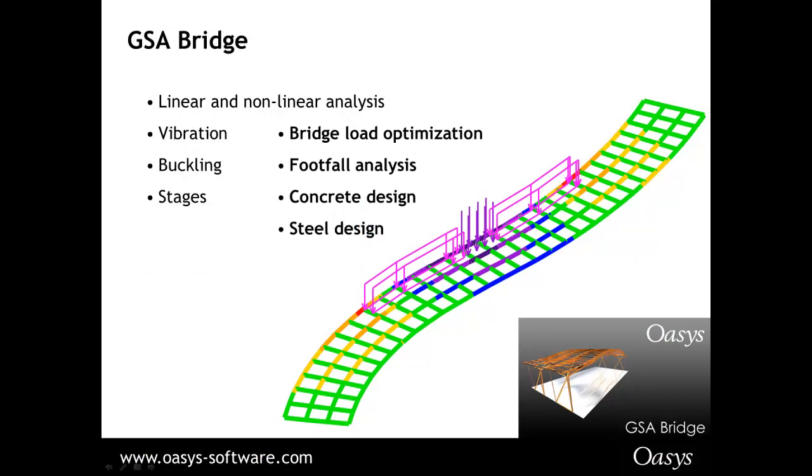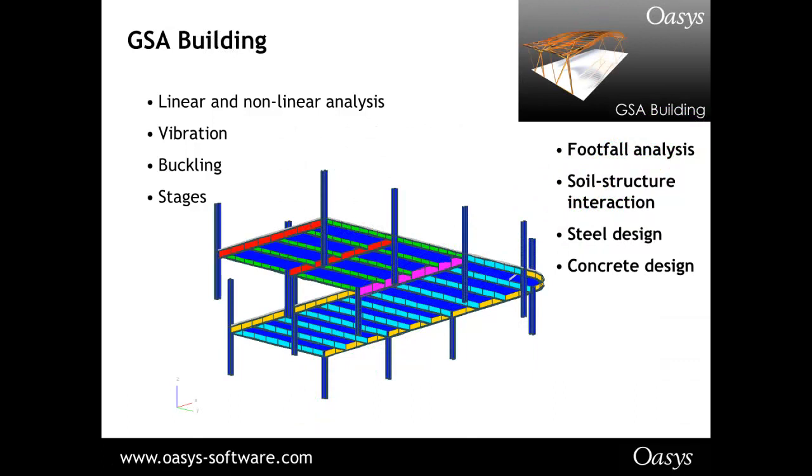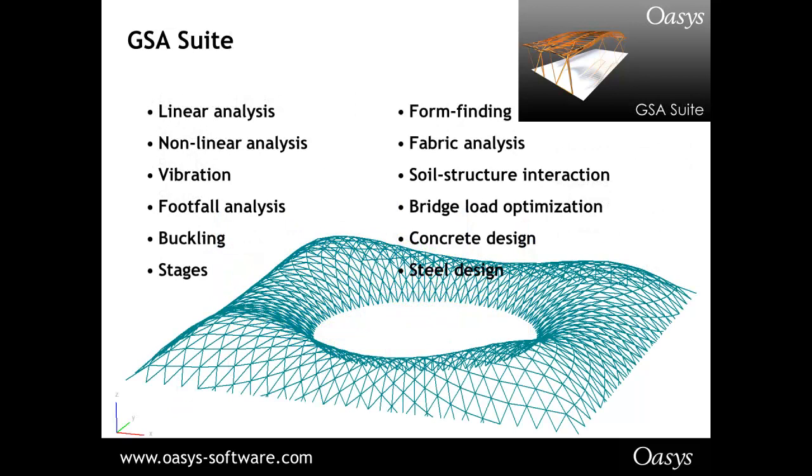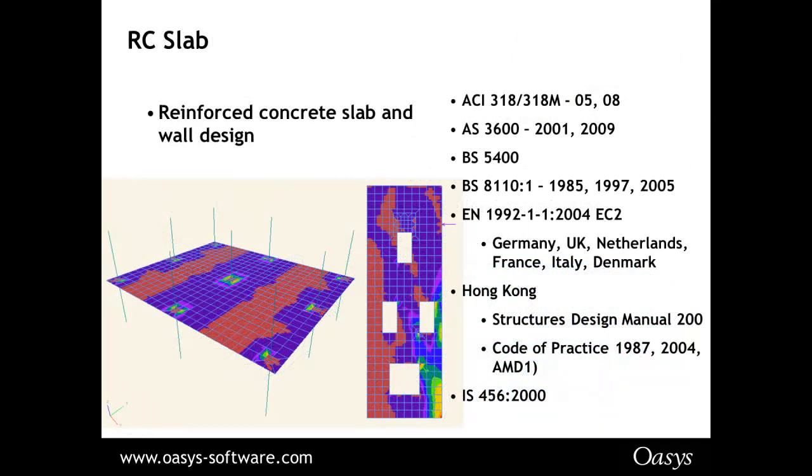But we have one for bridge engineers. We have one for building engineers. Basically, they add in steel and concrete design and footfall analysis. Building includes soil structure interaction. Bridge includes bridge loading. And then we have the Suite, which is absolutely everything. Now, this is the same as the internal Arup version. And these all have, after analysis, the RC slab design option, which enables you to take all the applied loads, out of plane moments, in plane forces, and design reinforcement on those 2D elements for that. And again, you can see the range of international design codes that it will work to.